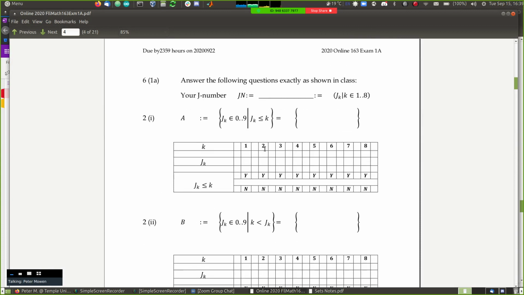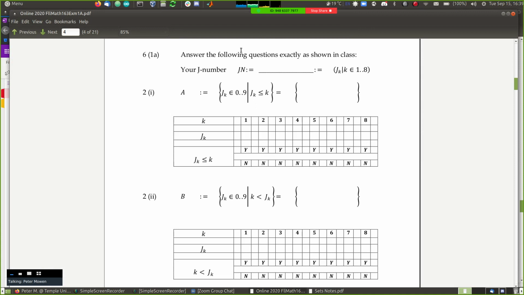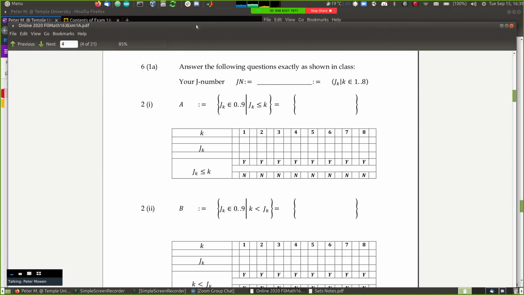Let's see here. So for 1A, I think the work is in the box. Like this box, I believe this box counts as work. He did not have these boxes when I took the class. He's had them for a couple semesters now, though. So you just write your JK in here, you circle yes, no, and then by inspection of the yes, nos, you can fill out your A. But I would double check with him on that. But that is my understanding of how this works.